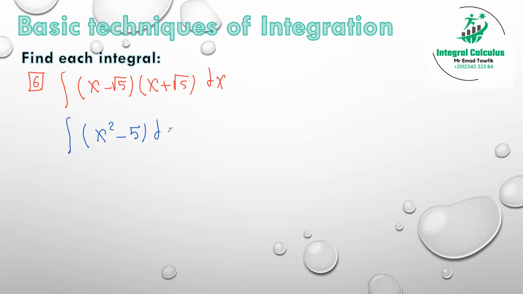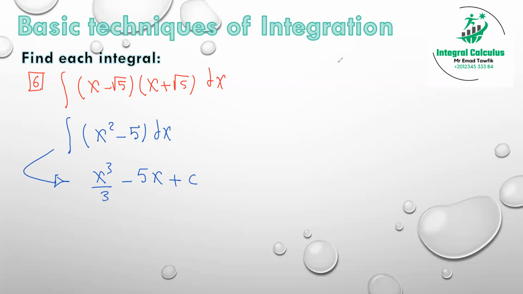And then dx. The integration of x squared is x to the power of 3 over 3, minus the integration of 5, which is negative 5x, plus c. Don't forget, once you have done your integration, you have to remove your integration symbol.